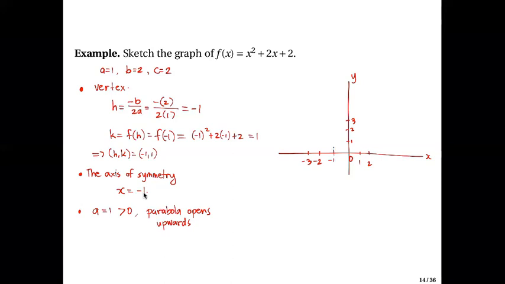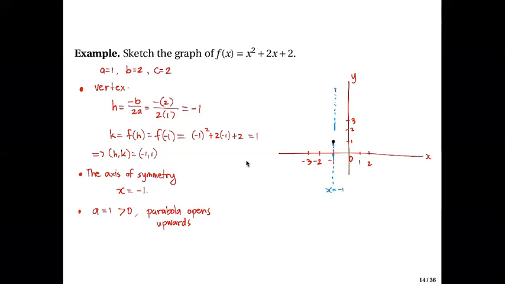The axis of symmetry is the vertical line passing through here, the vertical line with x equals negative 1. That's the x coordinate of your vertex h. The vertex is (negative 1, 1). So it's somewhere here. This is your x equals negative 1. This is your y equals 1. So the vertex will be somewhere here.